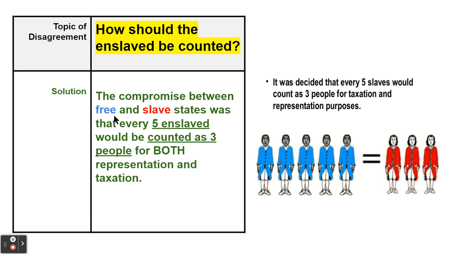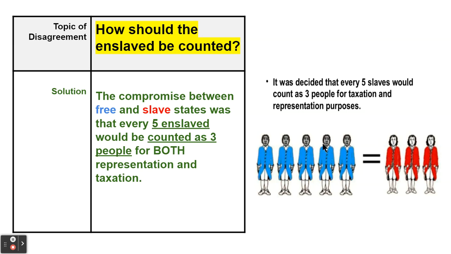The compromise between free and slave states was that every five enslaved would be counted as three people for both representation and taxation. Okay, so what this is saying is they kind of found a middle ground. So instead of counting every single enslaved person as a whole, they only counted part of them. Okay, so every five enslaved counted as three people. That was their solution. Now, at face value, you would think, well, that's not going to make the free states happy, except look at this part, both representation and taxation.